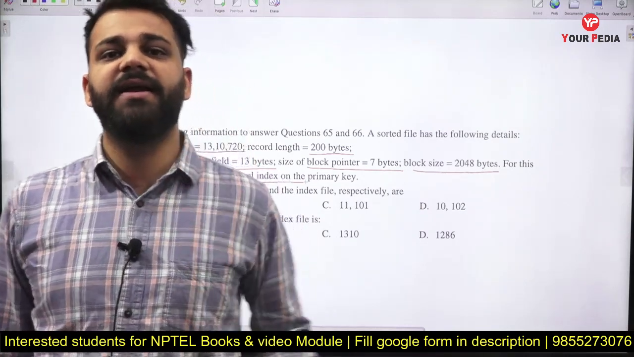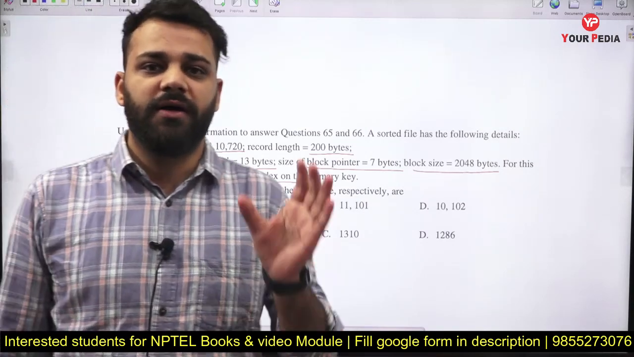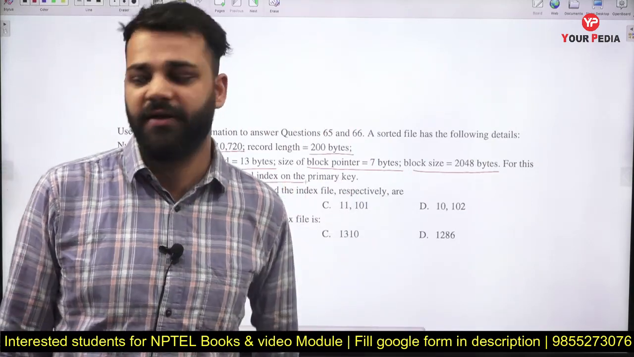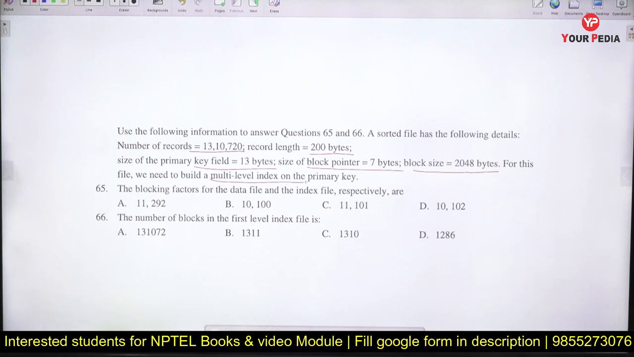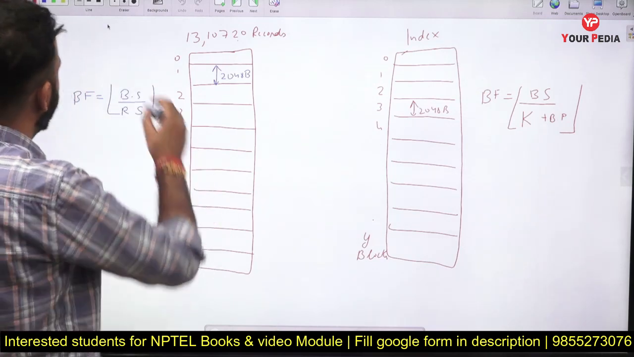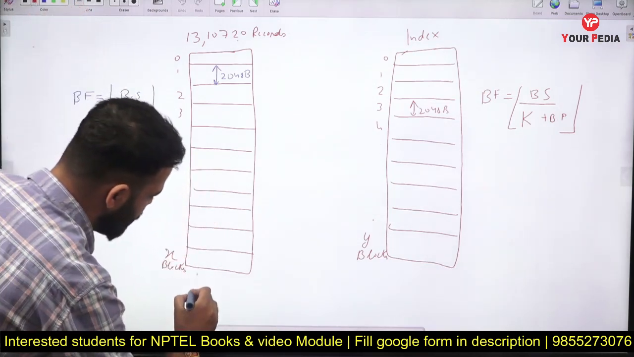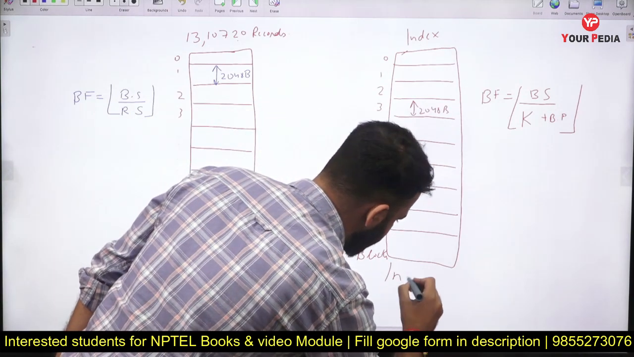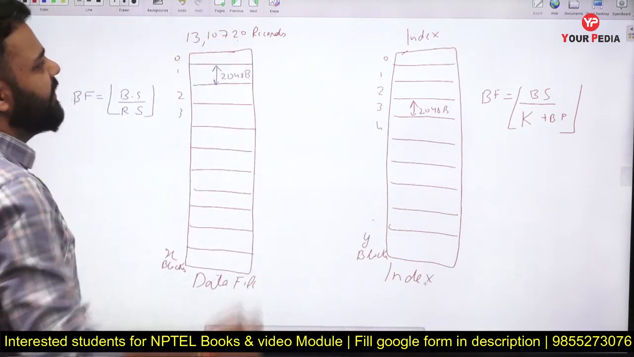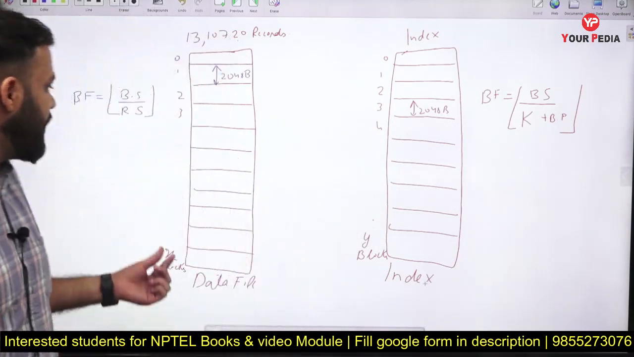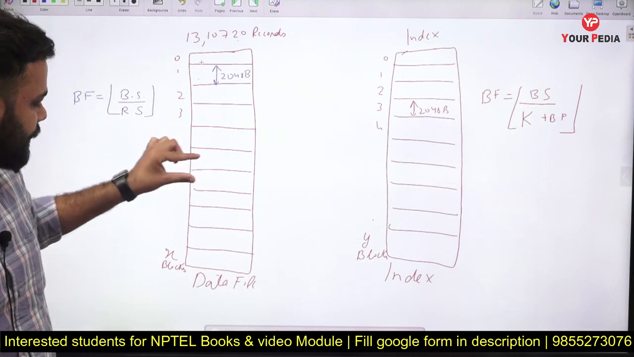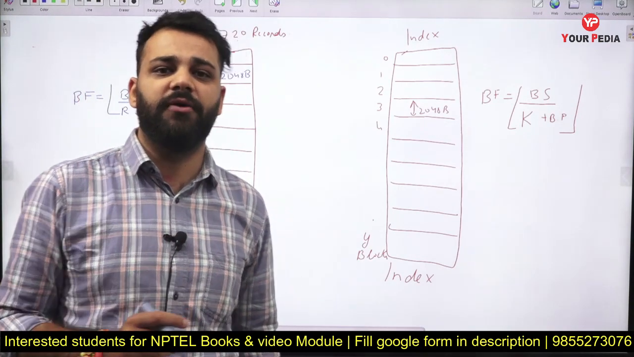So in order to find out the block factor for data file and index file, you need to have the knowledge of how the data is stored in index file and the data file, how these two are different. So let's move on to the question. So let's assume this is a data file, and this is the index file. So in data file there are 1310720 records, and the size of each record is 200 bytes, and the size of each block is 2048 bytes. So first we have to find out the block factor.